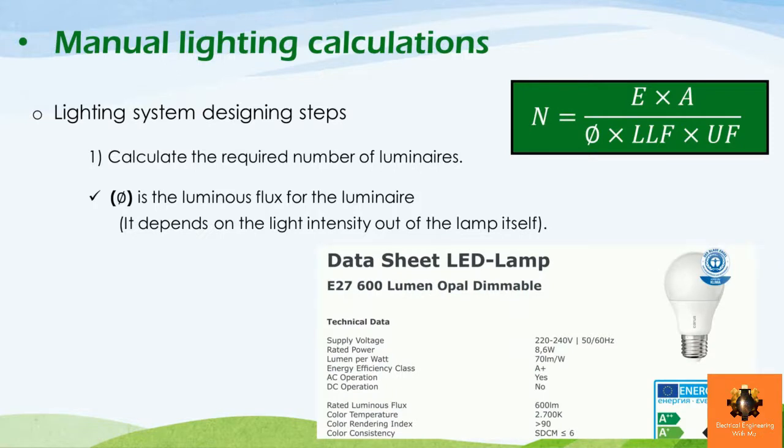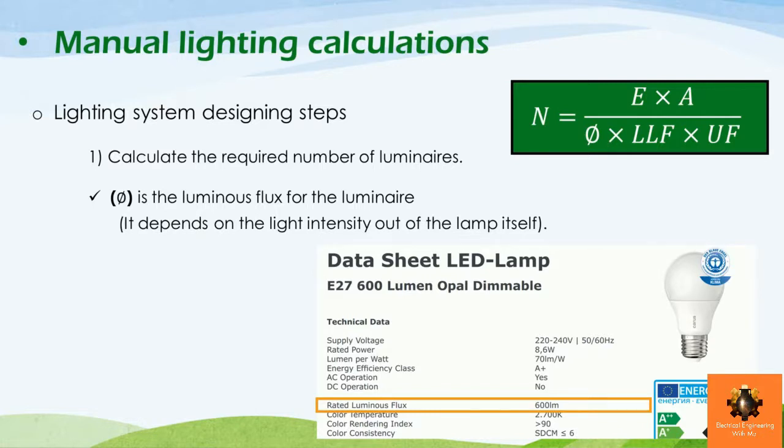So once we decide that we will use this type of lamp, or that type of luminaire, we open its datasheet and we detect the luminous flux from it. For example, this LED lamp has a rated luminous flux of 600, so we will substitute with 600 in this equation instead of phi.